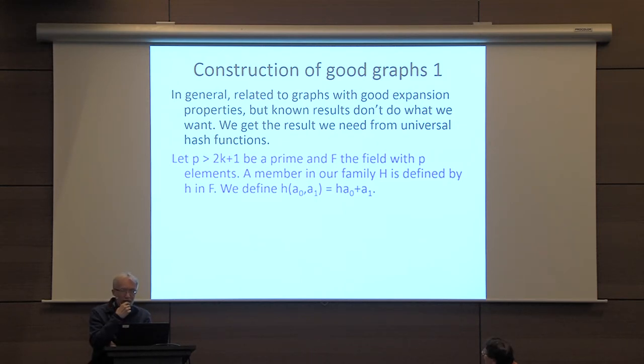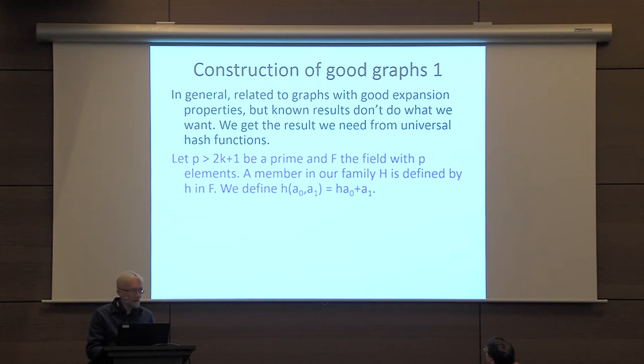So we consider F the field with p elements. And a member in our family of universal hash functions is defined by one field element h, and we define h of a0 and a1. So the function maps pairs of field elements to a single field element. It's going to take a0 and a1 to h times a0 plus a1. Okay?